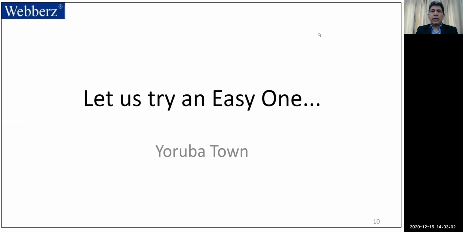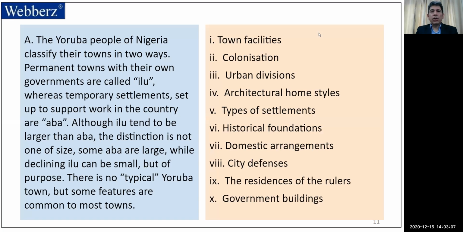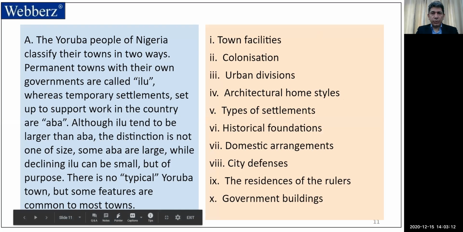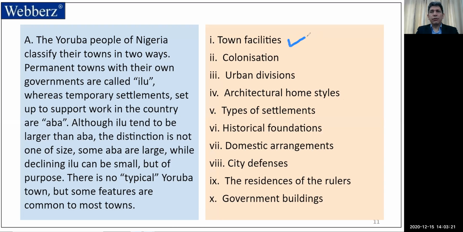Now let's try one easy passage of Yoruba Town. You will see that on one side there are 10 headings. Now I'm going to mark them for you so we all understand what heading we are talking about. The first heading talks about the town facilities, which means whatever the facilities of the town are. Colonization, the development of that particular colony, or what the topic is about, that is Yoruba Town. Urban divisions, how the town is divided.